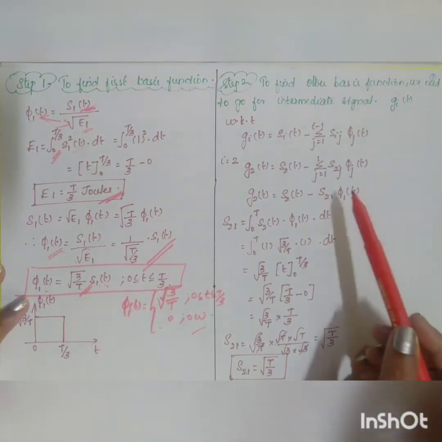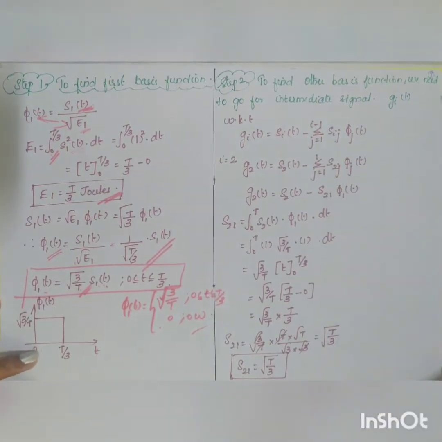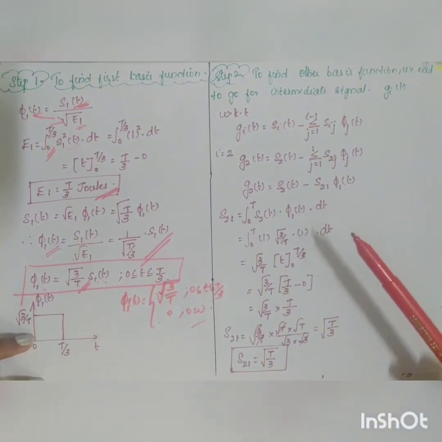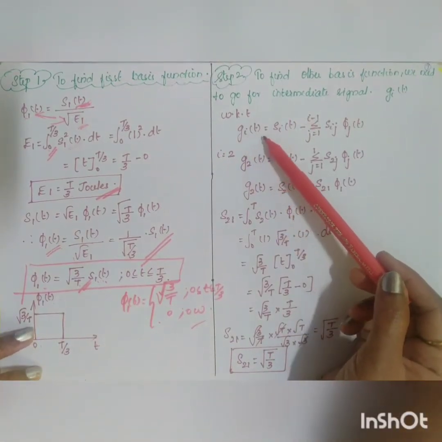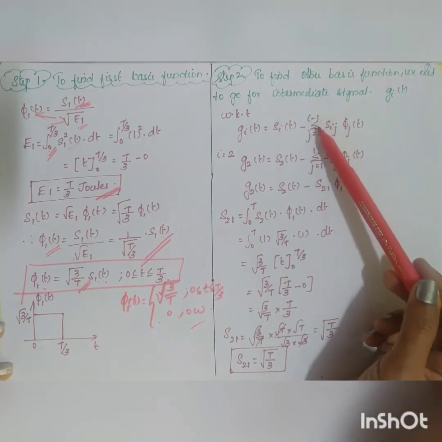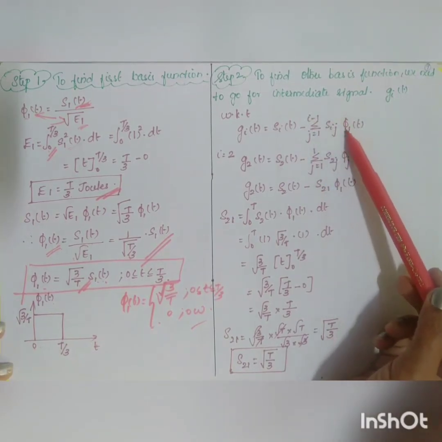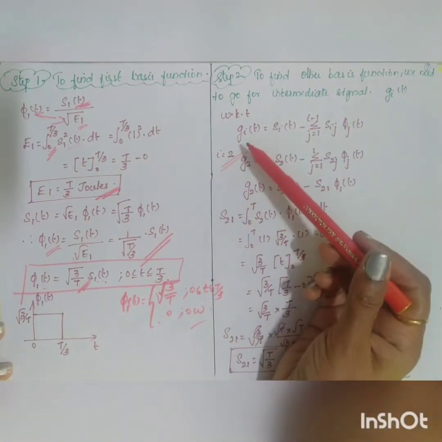Now moving on to the second basis function. To find the second basis function, what you have to introduce? You have to introduce your intermediate signal, right? So what was your intermediate signal? Gi of t. Gi of t is equal to Si of t minus summation j is equal to 1 to i minus 1 Sij into phi j of t. Now what is your condition? This is your second basis function.